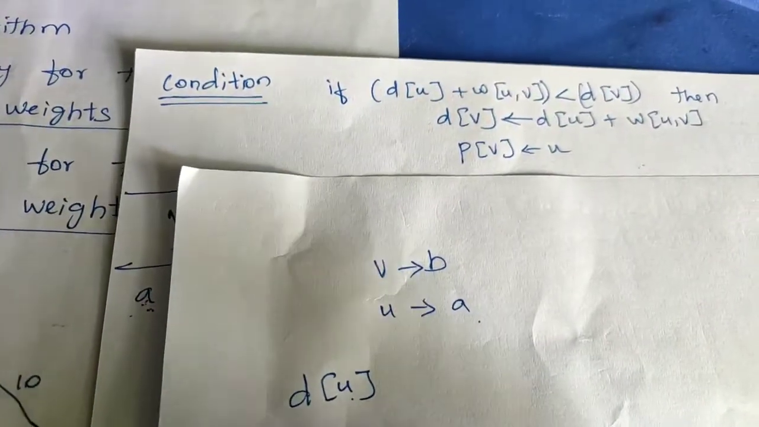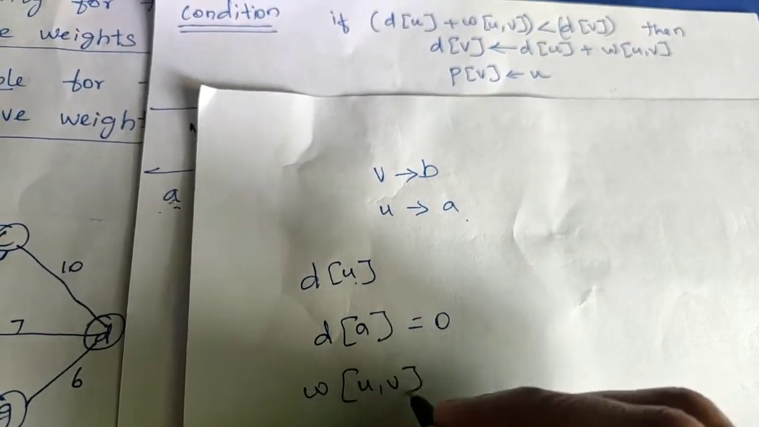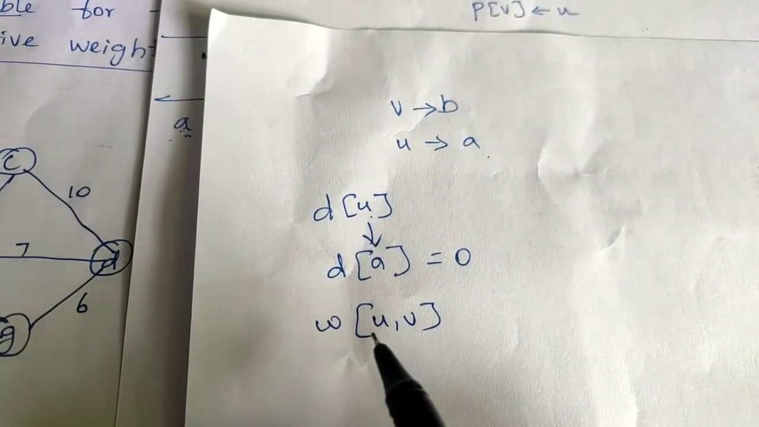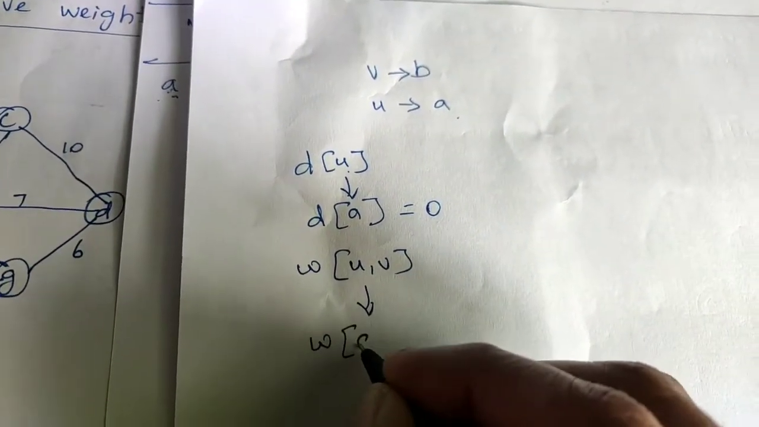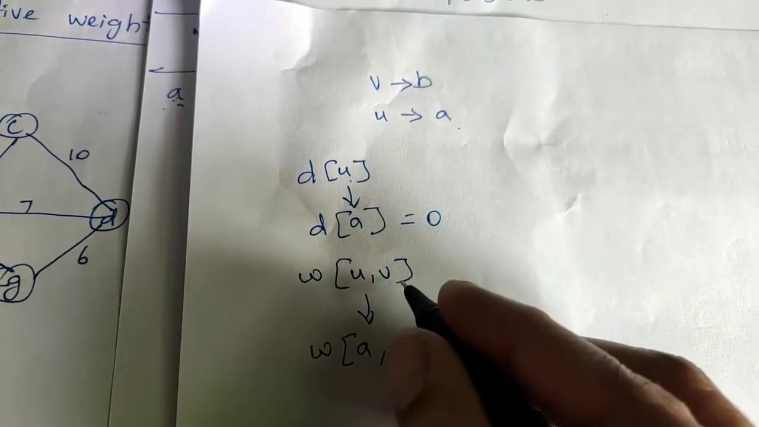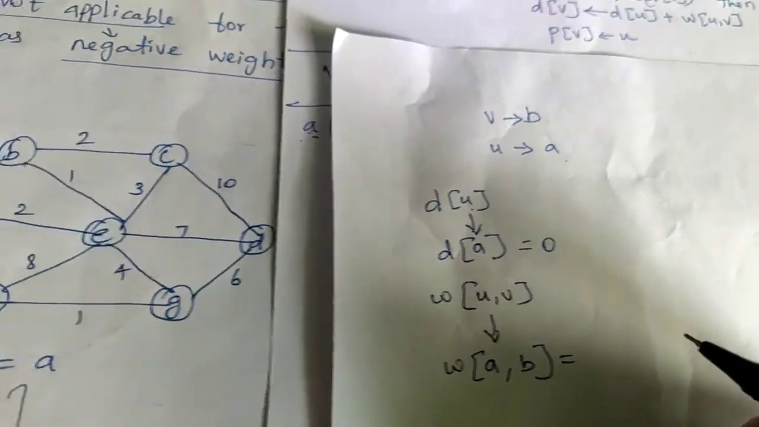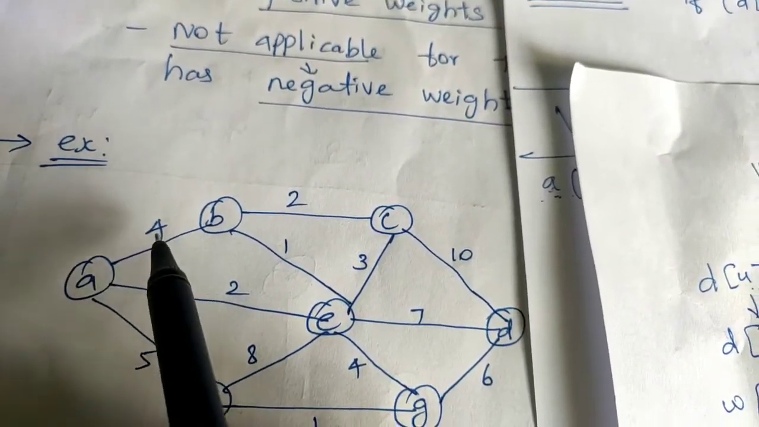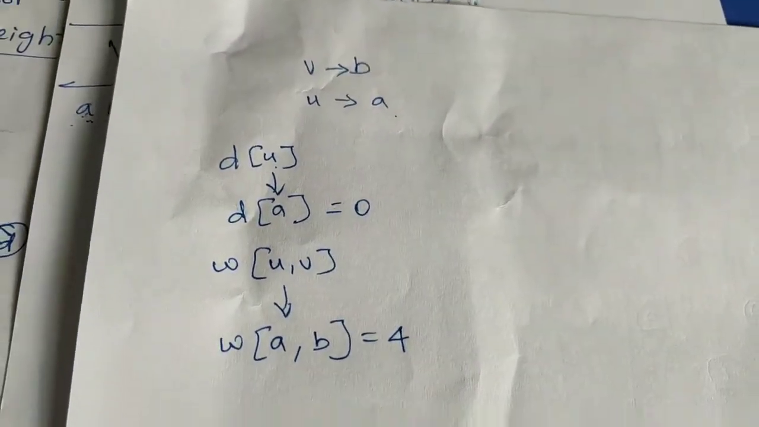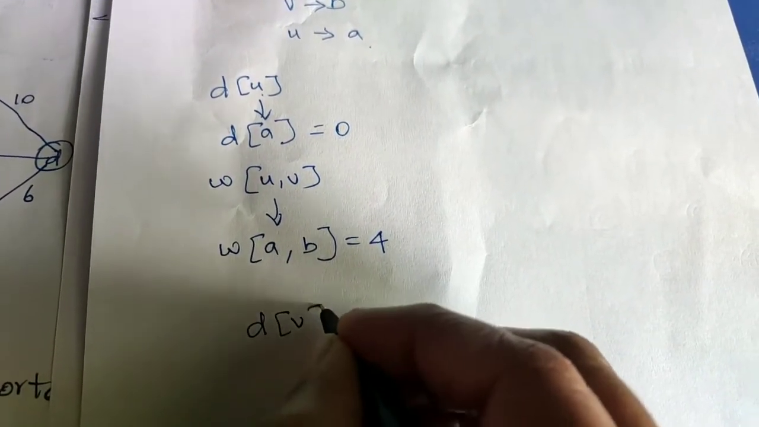Now the weight of the edge from U to V. That is the weight of the edge from A, since U is A. What is V? V is considered as B. A to B. What is the weight on the edge A to B in the graph? The weight on the edge A to B is 4. Now next thing I need to consider is, what is the distance of V?